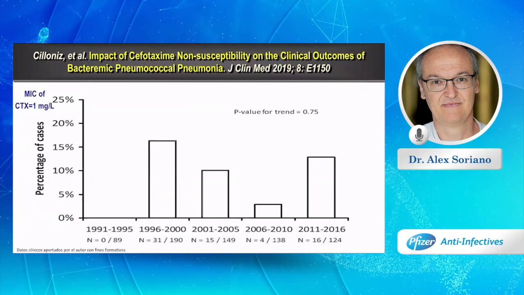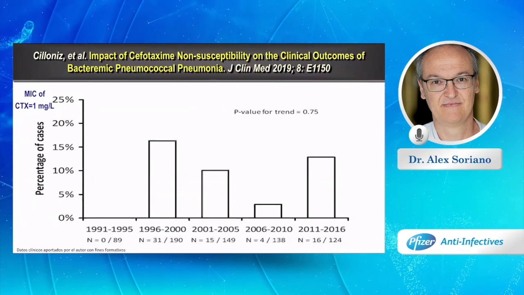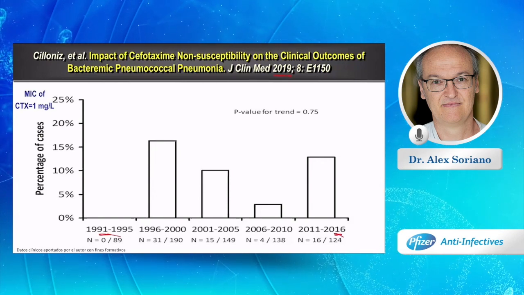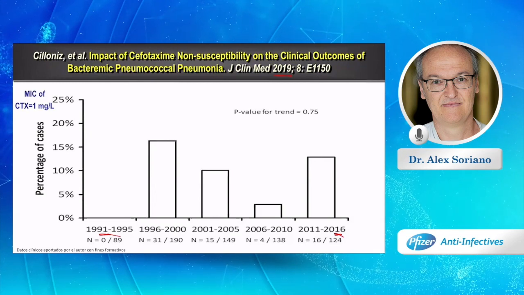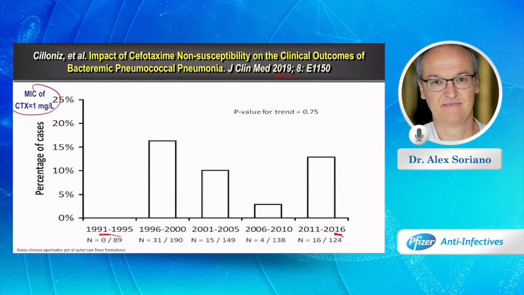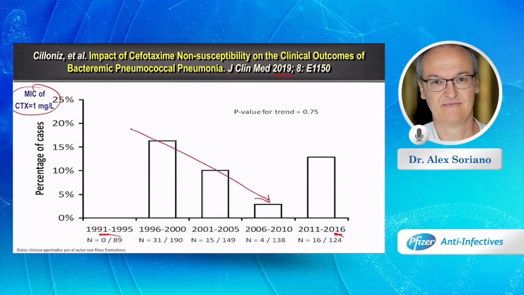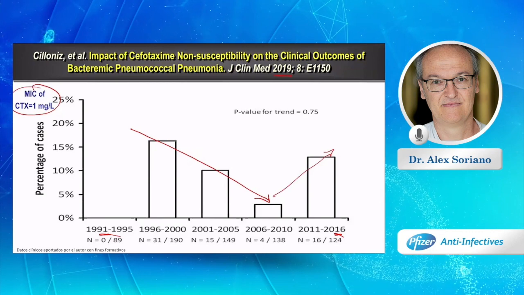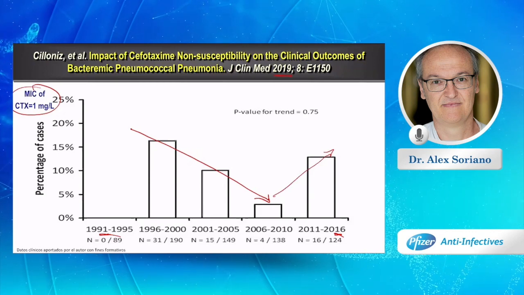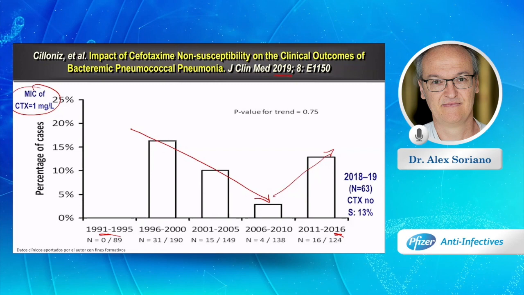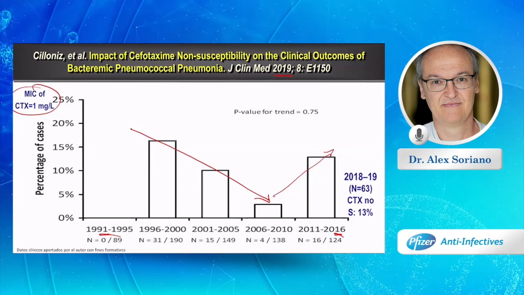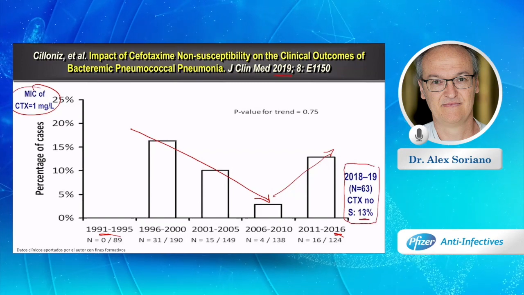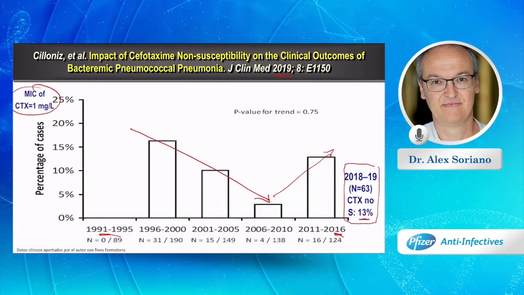Well, let me show you first the situation in my institution. This was published last year, and this is from the very early 90s almost until today. And this is the prevalence of pneumococcus strains with an MIC of 1. And as you can see here, there was a significant decrease over this period. But recently, again, we have a high prevalence, about 13% of pneumococcus with intermediate susceptibility to cefotaxime, something that has been maintained, not in the paper, but here I'm showing you that it is about 13% again for these 2 years, 18 and 19.